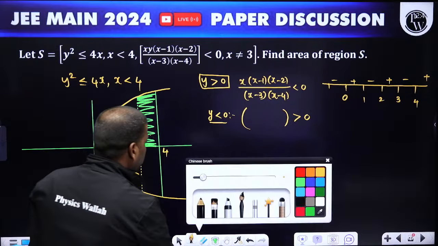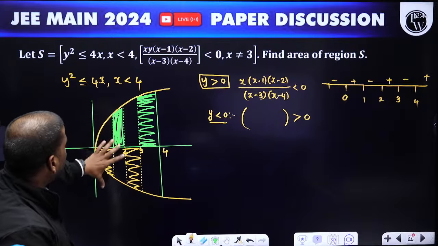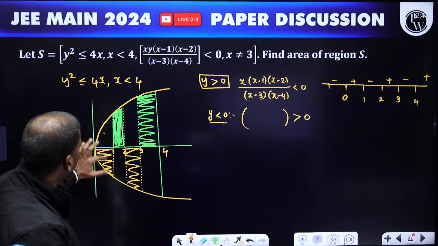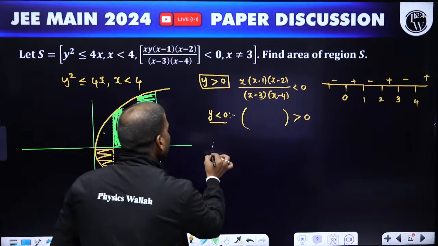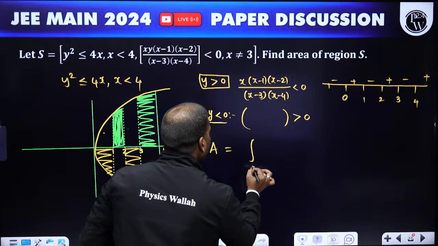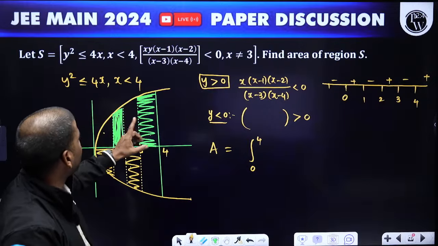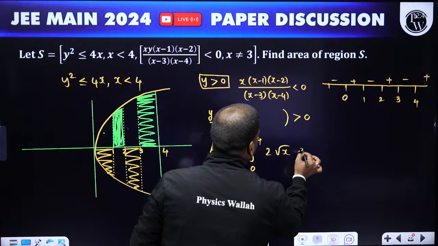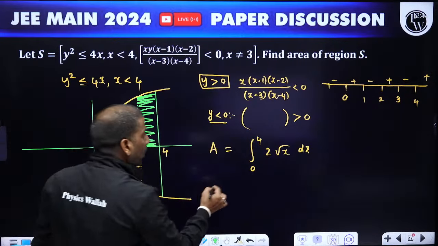If you observe this portion, it is given this way, but as this curve is symmetric with respect to x-axis, this portion and this portion both are equal. These two are equal. So that means the answer is nothing but the integral 0 to 4, since the curve is symmetric with respect to x-axis, of 2 root x. That's all. Simple question. But coming to the simple point is an important point.